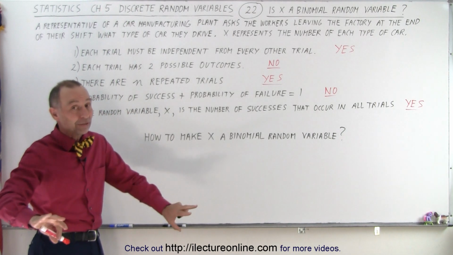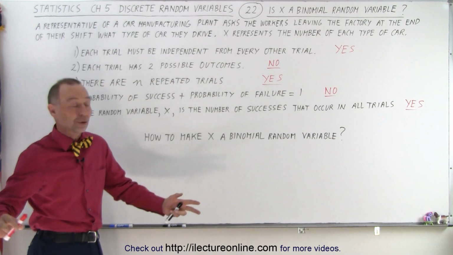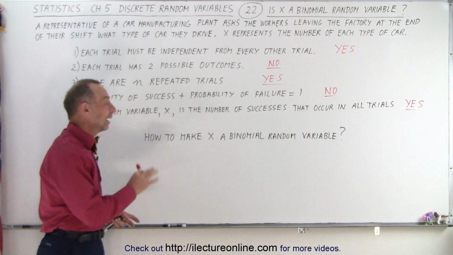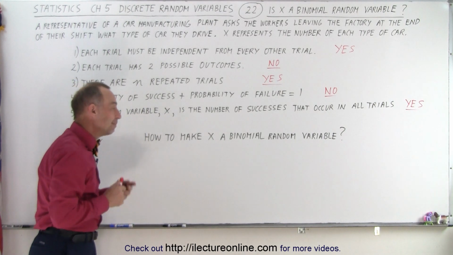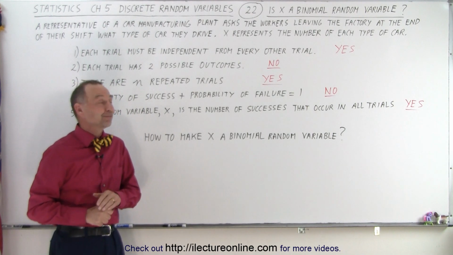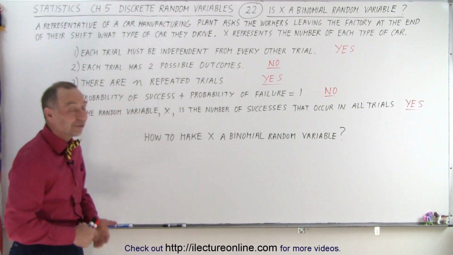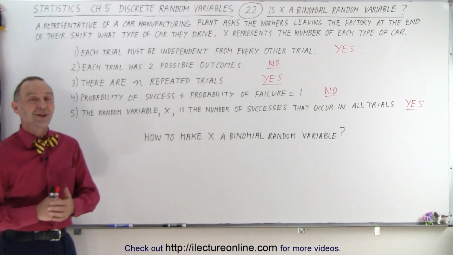And of course, we'd also have to exclude anybody that doesn't have a car or that doesn't drive a car to work. And that is so we can take X and make it a binomial random variable. Then it would meet all 5 conditions. And that is how it's done.